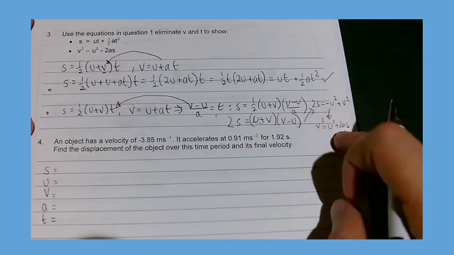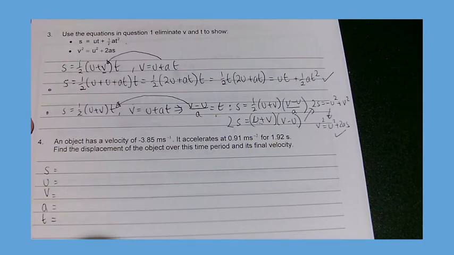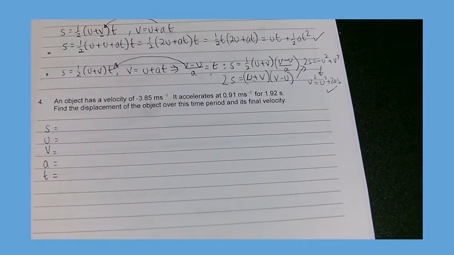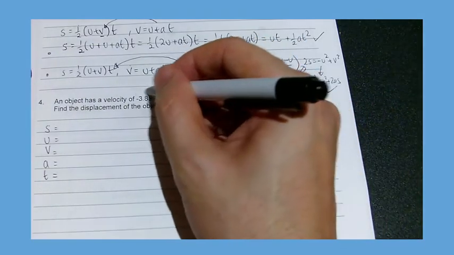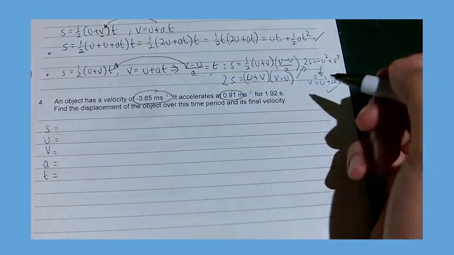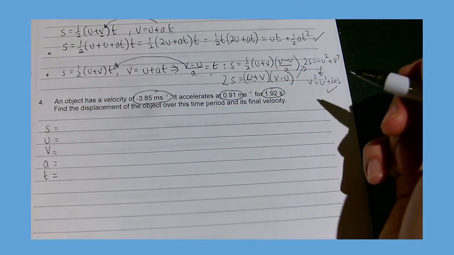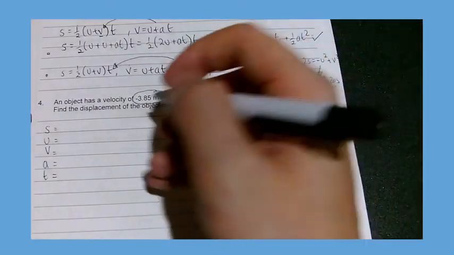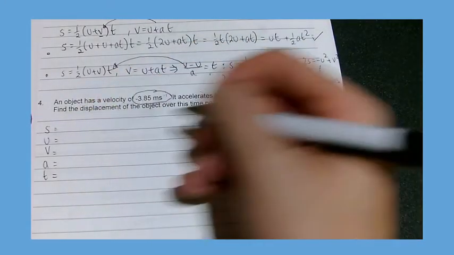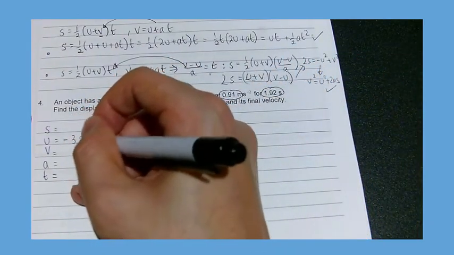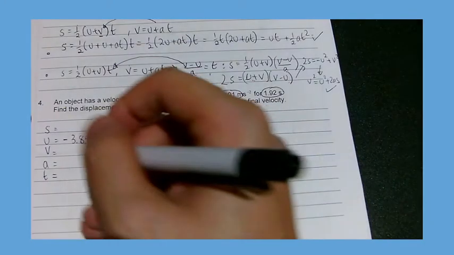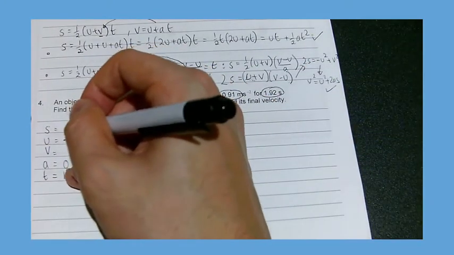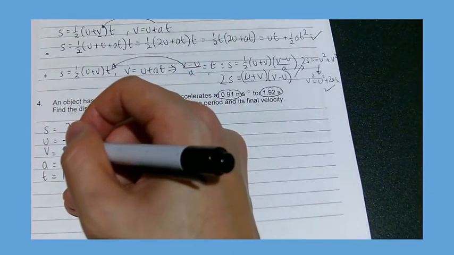So these are two other formulas that are quite useful for us as well. We've got the final question on this page, and we're going to see if we can use these two formulas or one of them. We've got an object that has a velocity of minus 3.85 meters per second, accelerates at 0.91 meters per second squared for 1.92 seconds. Find the displacement of the object over this time period and its final velocity. So it has an initial velocity of minus 3.85 meters per second. It accelerates at 0.91 meters per second squared for 1.92 seconds. Our job is to find displacement over this time period and its final velocity.